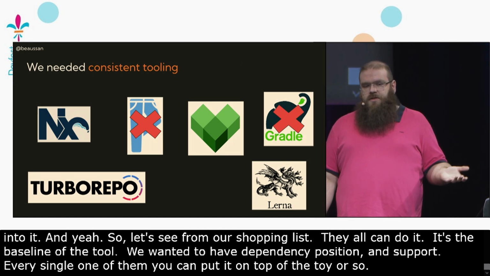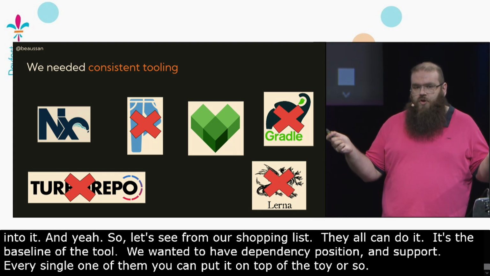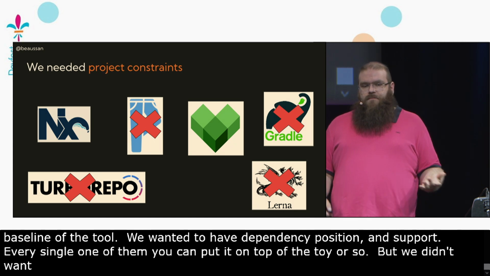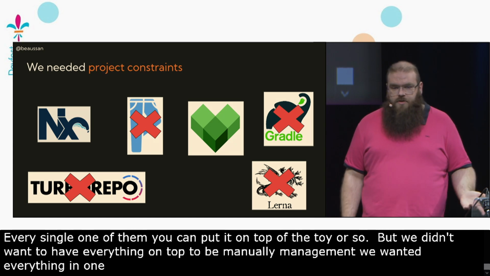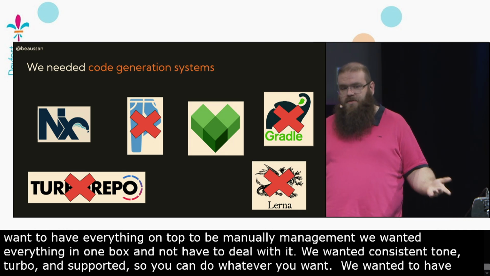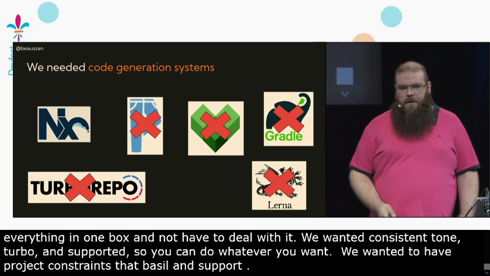We wanted to have consistent tooling. Turbo and Lerna don't support it. You can just run whatever you want. You cannot have constraints and such. We wanted to have project constraints that Bazel and NX support. We wanted to have distributed task execution that Bazel and NX support. And code generation, this is where Bazel fell off.